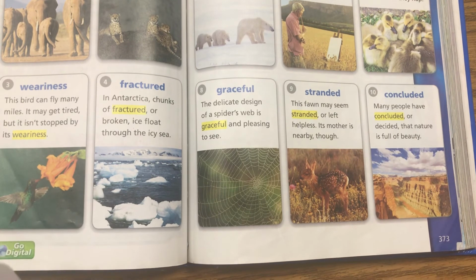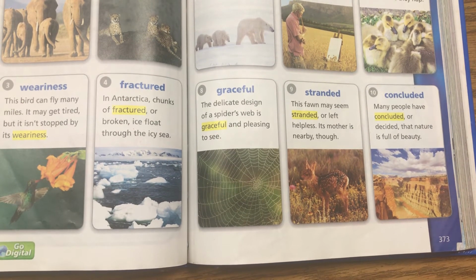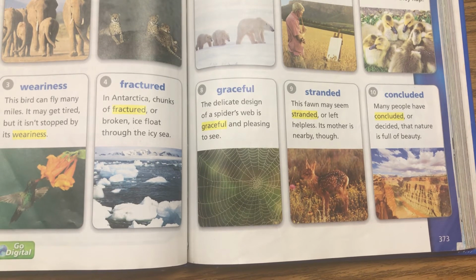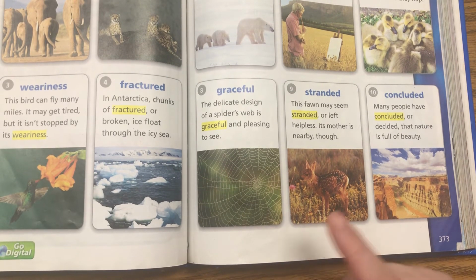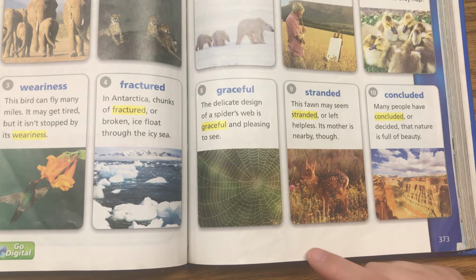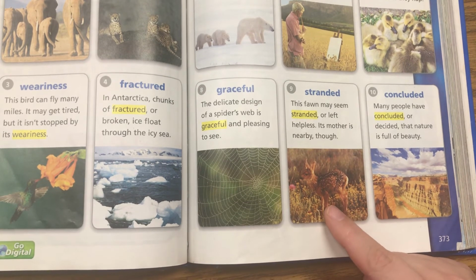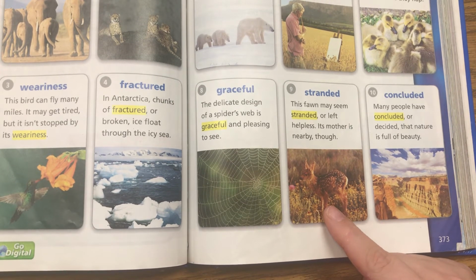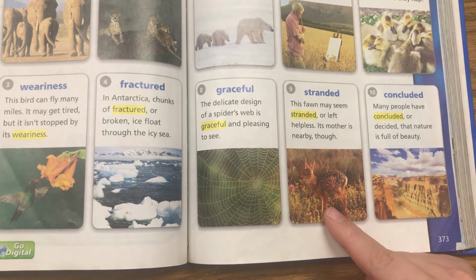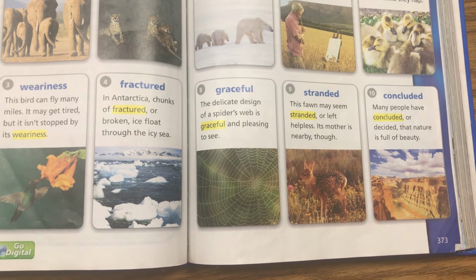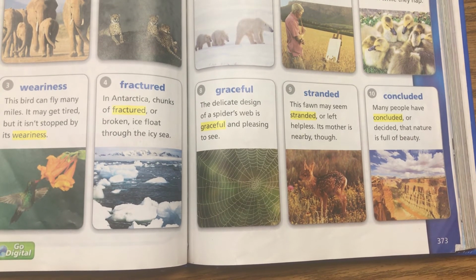Stranded. This fawn may seem stranded or left helpless. Its mother is nearby, though. So if a person is stranded in a place, he or she is unable to leave it. A lot of people ask you if you're stranded on a desert island, which means you're stuck there and you can't leave, what's the one thing that you would take?